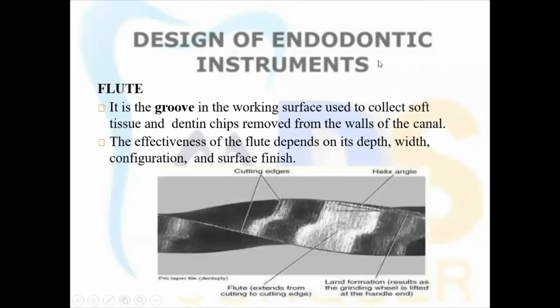And the next component of the endodontic instrument is the flute. As you can see here, these are the cutting edges, and the part between the cutting edges, this groove, is called the flute. What is the function of the flute? The flute helps in collecting soft tissue and dentin chips that are removed from the walls of the canal during instrumentation.